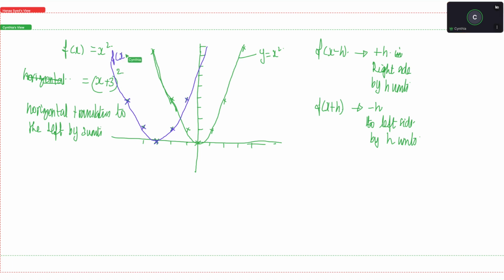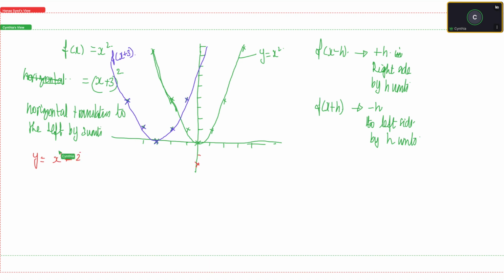Now, maybe you can say y equal to x square minus 2. That means it will move down. The original equation will be moving down by 2 units. So this is the vertical translation, right?